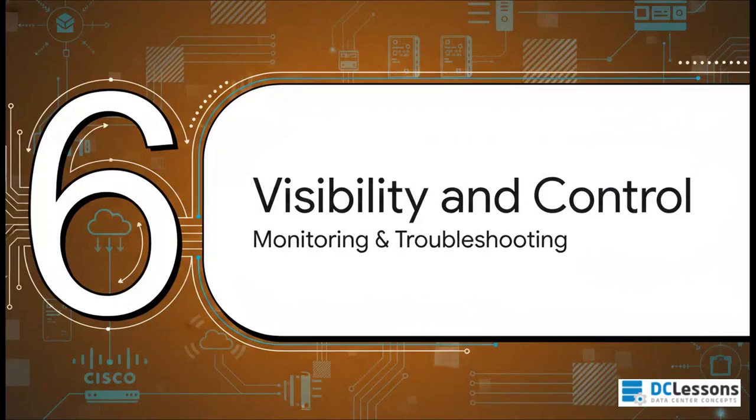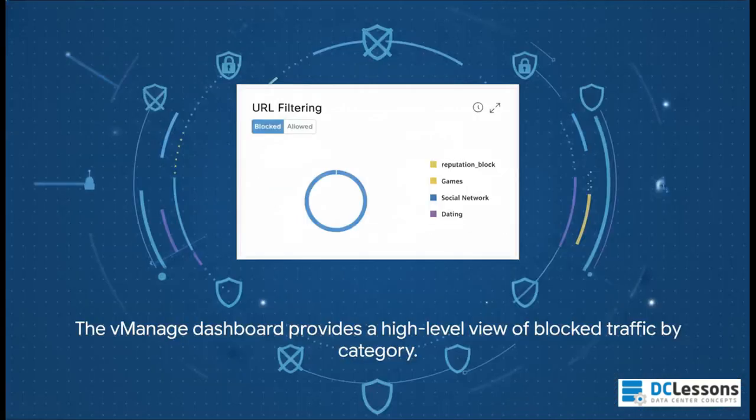So the system's deployed, your policies are active, traffic is flowing. Now what? We need to manage it. Let's wrap things up by looking at the tools you have for all that day-to-day monitoring and troubleshooting. Your first and easiest stop is going to be the security dashboard right inside vManage. It gives you these great high-level graphical views. You can quickly see which categories are getting blocked the most, whether it's by reputation or by specific categories like games or social networking. It's perfect for just getting a quick pulse check on your security posture.